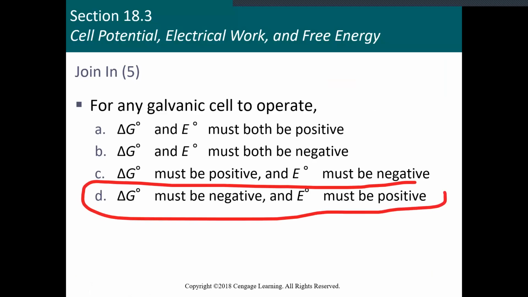Okay. So for any galvanic cell to operate, delta G must be negative, and the voltage or cell potential E, and I apologize for that, but unfortunately they use both. They use cell potential or they use voltage. So if they use cell potential, they put an E with a little 0, which means standard conditions, 1 molar, 25 Celsius, 1 atmosphere. But it has to be positive, you have to have a positive voltage, otherwise it's not going to go. It won't operate.